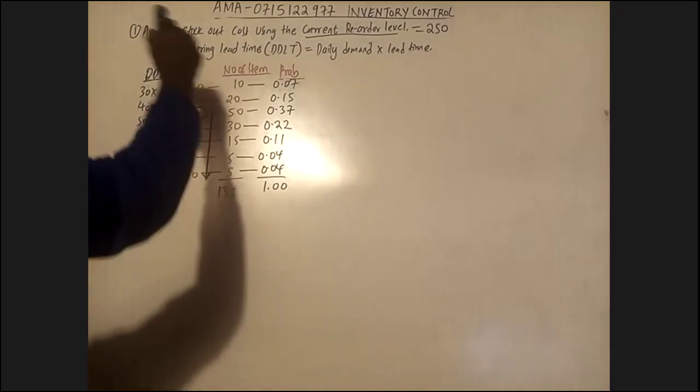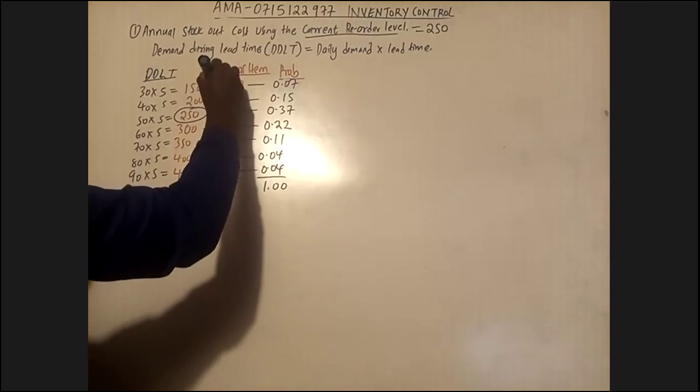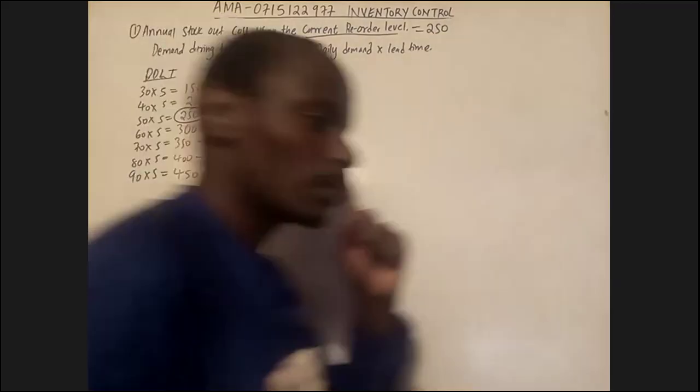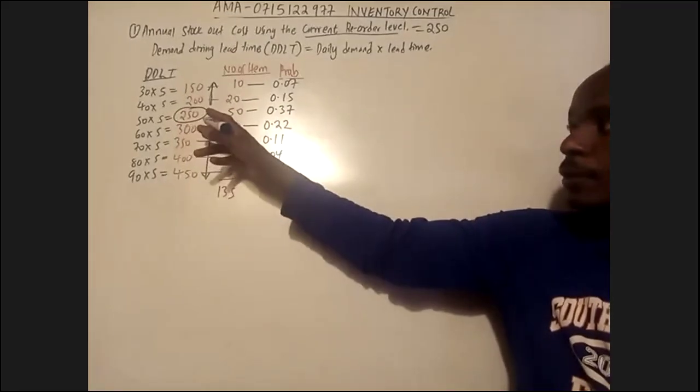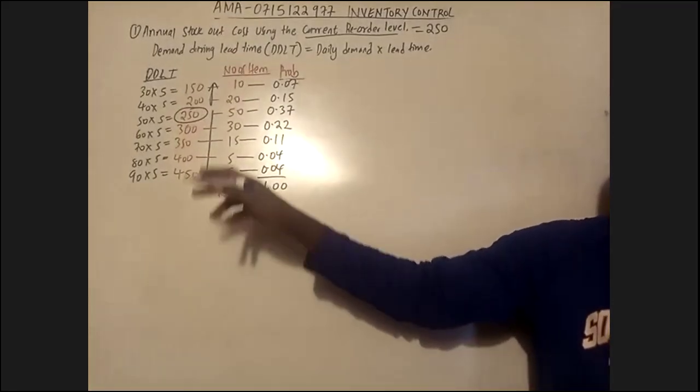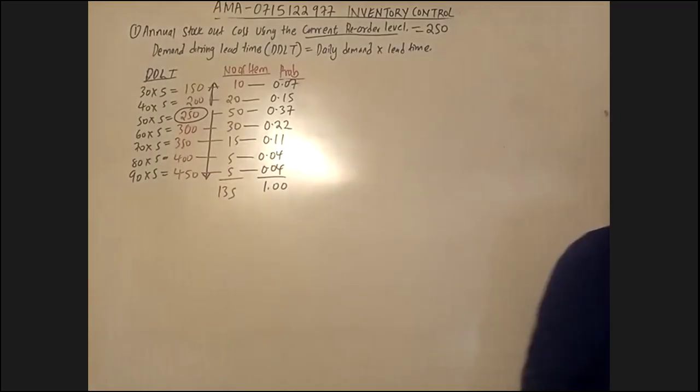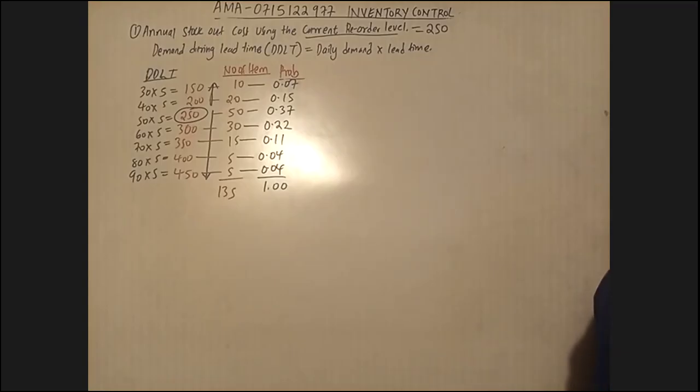Now anything kwenda juu we cannot use it. We use anything kuteremka chini. So 250 and above will be our figure to use. So tutatumia 250, 300, 350, 400, and 450.